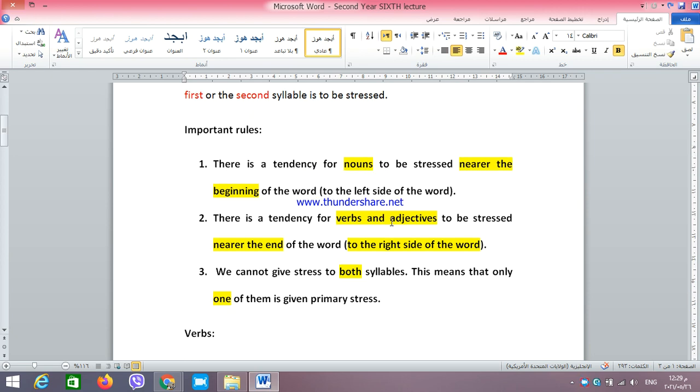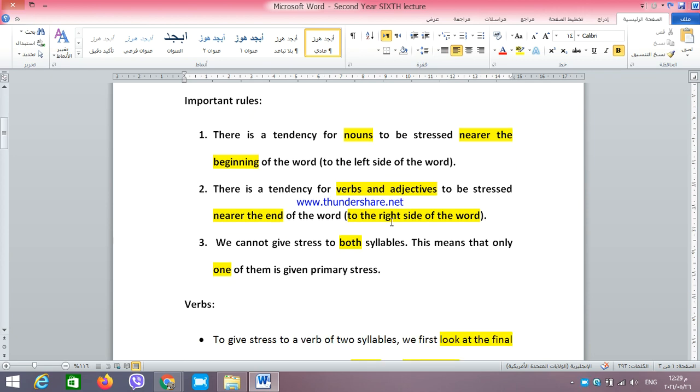Now we have important rules that we should pay attention to when giving stress to two-syllable words. As for nouns, as we said in the previous lecture, the grammatical category of the word is an important factor in deciding which syllable is to attract the stress. That is the part of speech. Is the word a noun? Is it a verb, an adjective, an adverb, or so on?